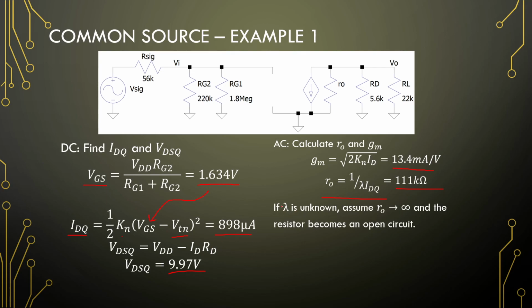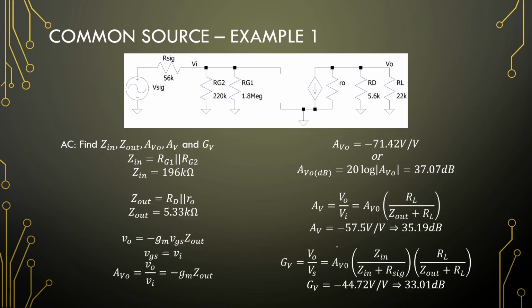Okay, when lambda is unknown, we just assume that R out is infinite and it will also fall out of a model. It won't be there. Right, so with all that done, we can calculate all the parameters of our amplifier itself.